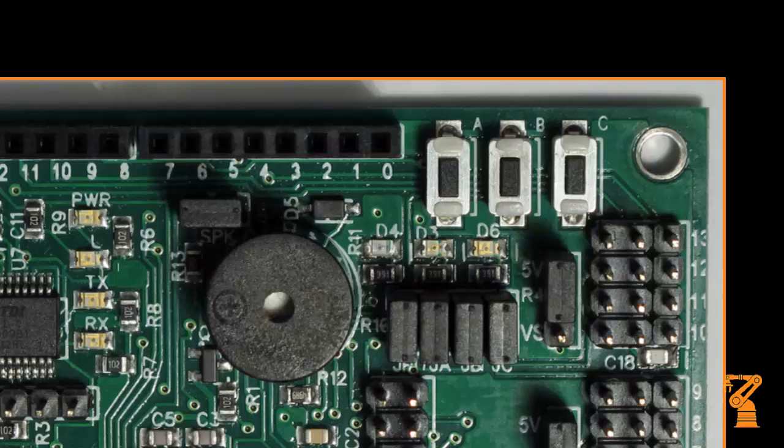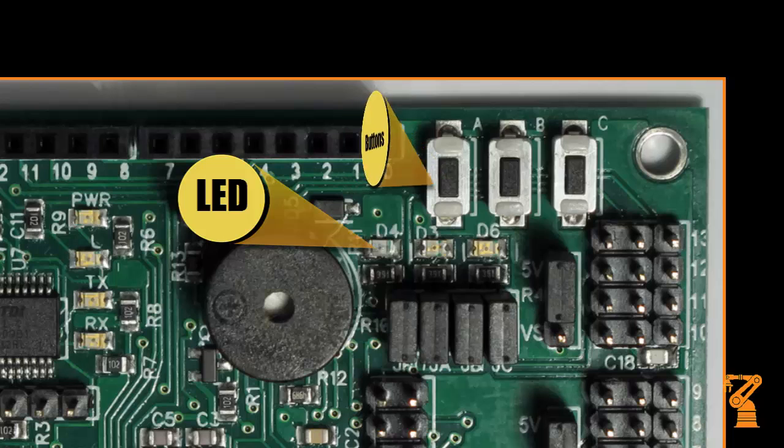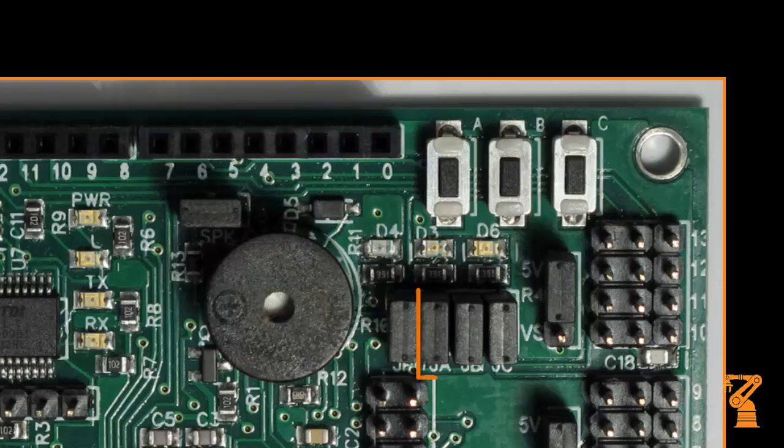The three LEDs and push buttons use only three input-output lines to make a simple user interface for your program. The shorting bar directly above JA, JB, and JC will need to be installed for these LEDs and push buttons to be used.